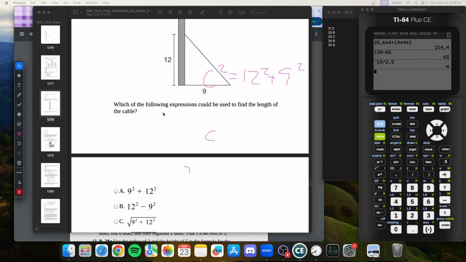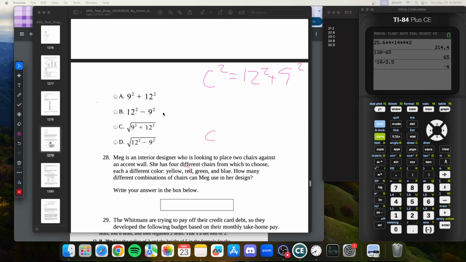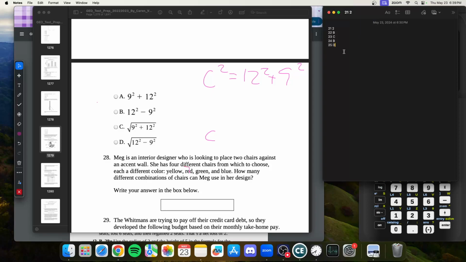So they want which one of the following expressions could be used to find the length of the cable. So C is going to be equal to answer choice C here, the square root of 9 squared plus 12 squared. C squared is equal to 12 squared plus 9 squared, or 9 squared plus 12 squared, which is the same thing. But to calculate C, the length of the cable, you have to take the square root of both sides. So these cancel to get the square root of 9 squared plus 12 squared, and that's actually equal to 15.